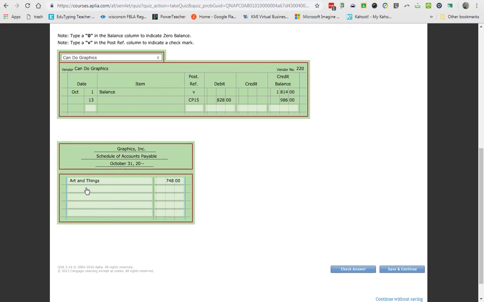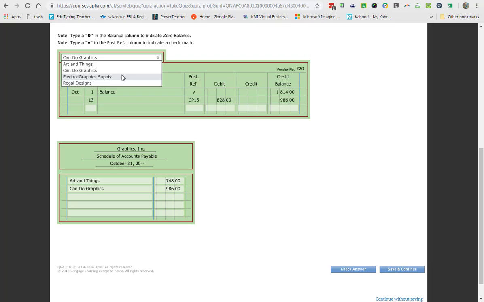Can Do Graphics. Does it have a balance? Yes. Now notice, Can Do Graphics, it has a line here saying, oh, we should have done something. Did we need to do anything there? No, it's messing with your head. Just because there's a blank line there doesn't mean you need to fill anything in. Its new balance is $986.